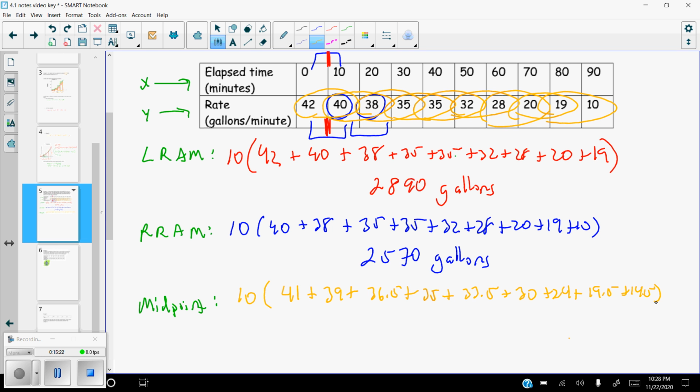Adding all that stuff up and then multiplying by 10 gives us 2,730, I think, 2,730 gallons. You might want to double check my math on that one, but I'm pretty sure that's right.